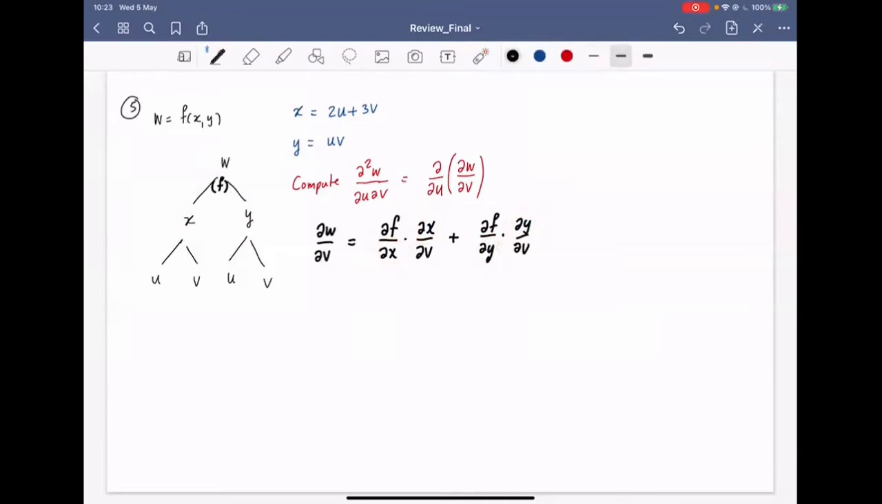Because you know the explicit form of x and y, you can differentiate x with respect to v. This is 3. Differentiating y with respect to v, you know that this is u. So you know these two things, so you can plug in first. You're going to get that multiplied by 3, and then plus that multiplied by u. I just computed the derivative of x with respect to v and of y with respect to v, because we know the explicit form. This is nothing other than simplifying it.